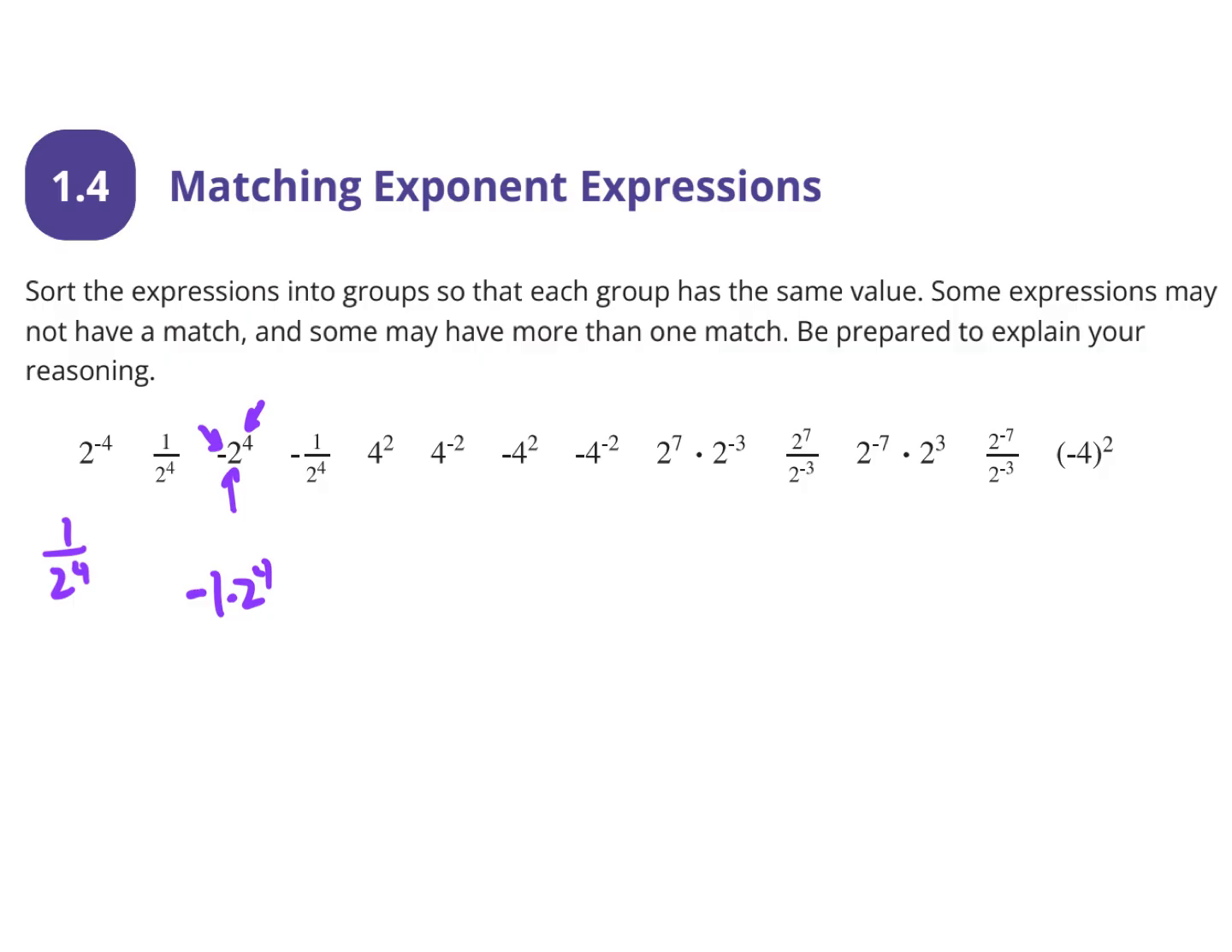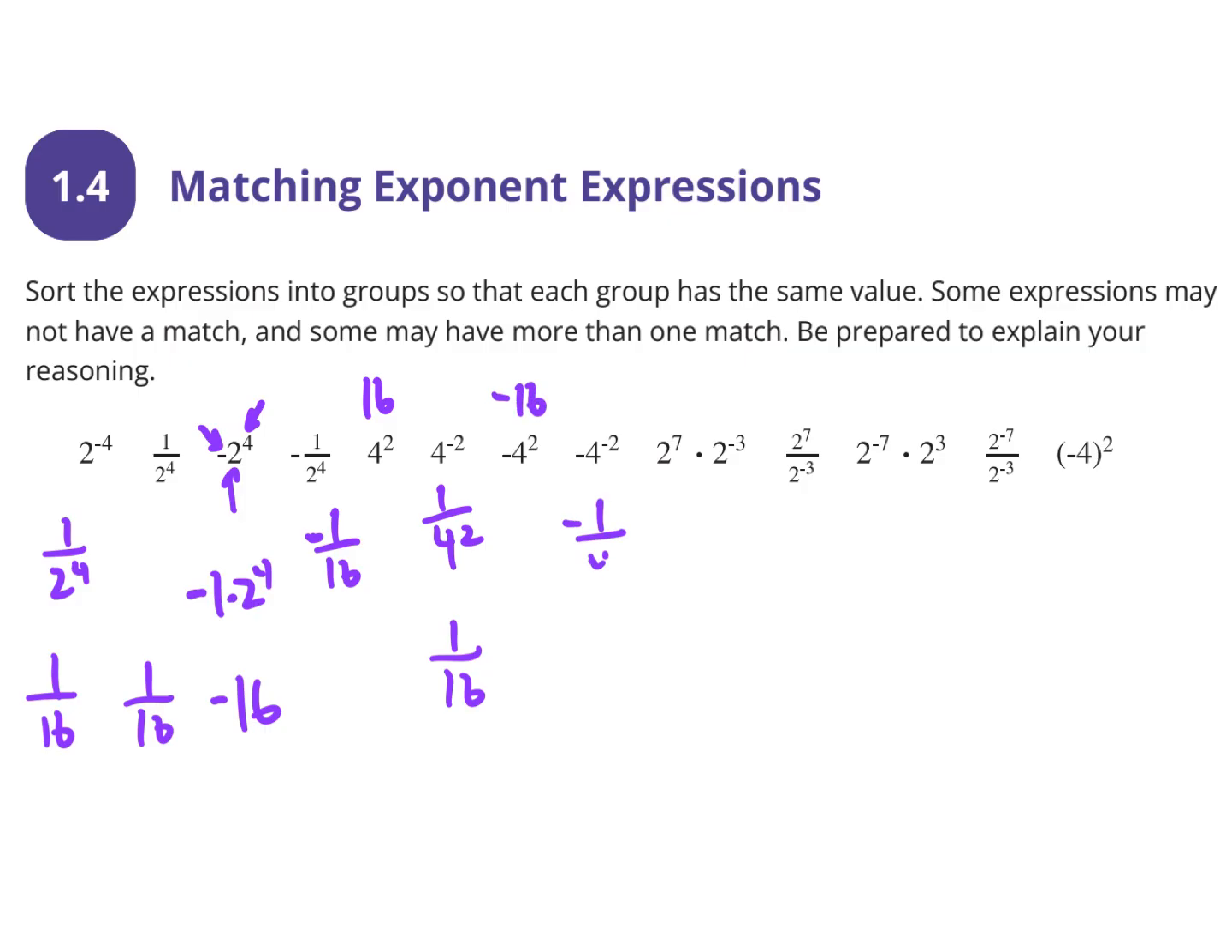So 2 times 2 is 4, times 2 is 8, times 2 is 16. So this is 1/16. The second one is 1/16. This is -16. This is -1 over 16. 4 squared is +16. 4 to the -2 is 1 over 4 squared, which is 1/16. -4 squared is -16. -4 to the -2 is 1 over 4 squared, which is -1/16. That's because the negative is out front. The negative exponent does not mean the answer is negative.